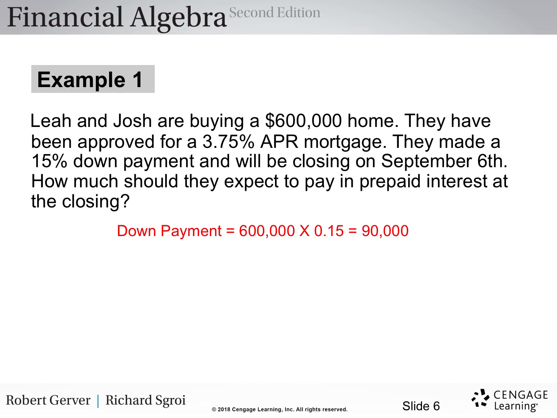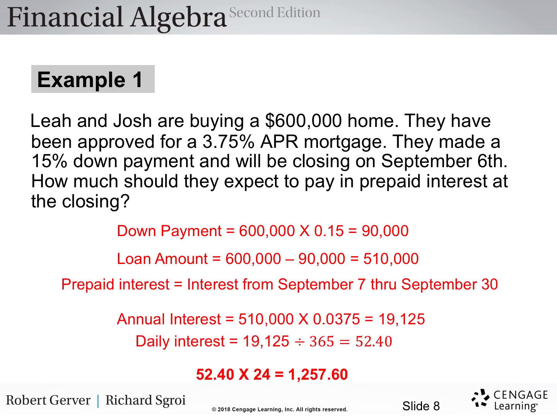Now, what remains of the cost of the house? So the loan amount that they will require will be $600,000 minus the $90,000 down payment, or they will require a loan of $510,000. Now, as I said, the prepaid interest is going to be the interest from the closing date of September 6th through the end of that month, okay? They will be responsible for interest through that period.